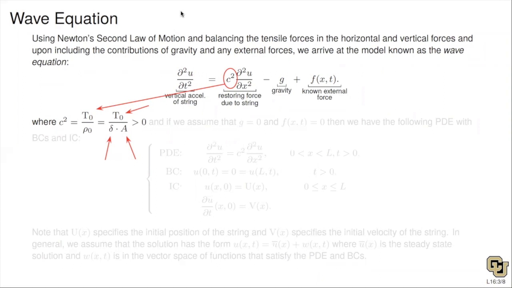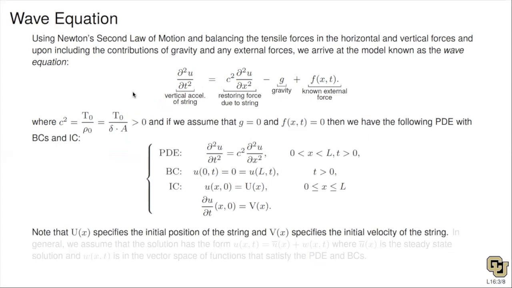Why did we set this equal to c squared, and what exactly is c? Okay, so that's part of what I want to talk about today. For our simplest idealized case that we're trying to solve, we're going to assume that g is 0 and f of x,t is 0.